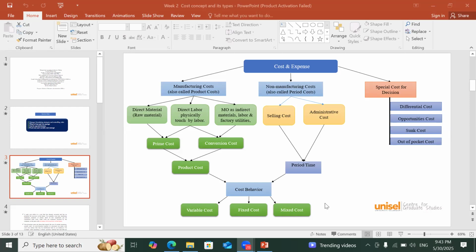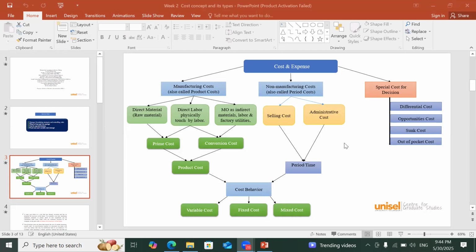Mixed cost, some variable and some fixed. This is the mixed cost. Actually, a practical example of mixed cost is the electricity bill, because the demand charge is fixed, and after the demand charge, the cost is variable. So the electricity bill is partly variable cost and partly fixed cost. This is the practical example.